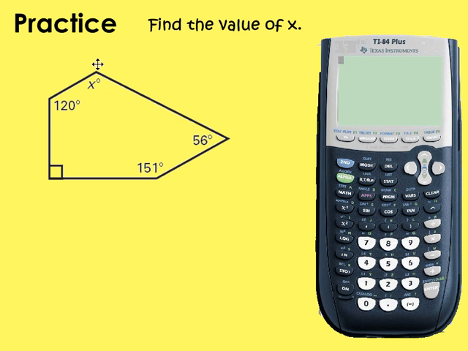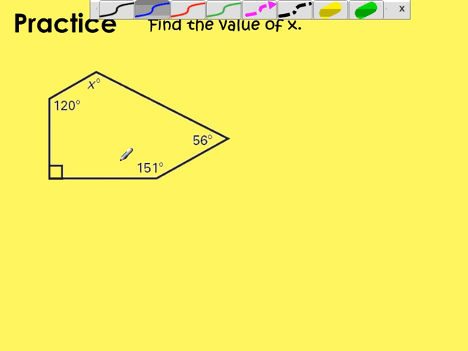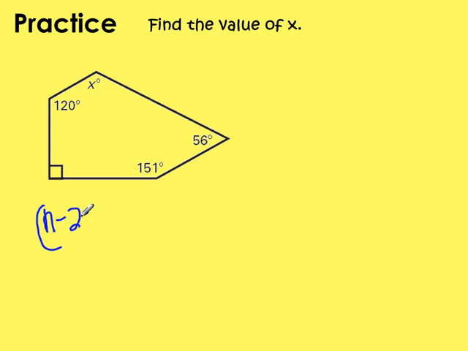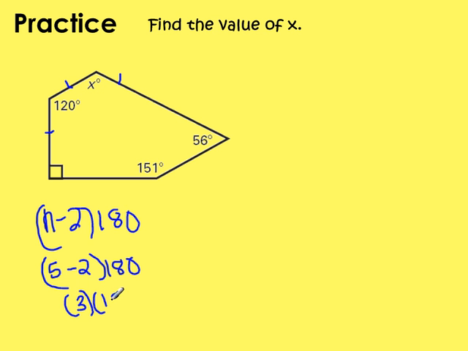So first we need to figure out the sum of the interior angles of the polygon, and to do that we're going to use our formula. So our formula is n minus 2 times 180 degrees. The number of sides I have here: 1, 2, 3, 4, 5 sides. So 5 minus 2 times 180 degrees, which would be 3 times 180 degrees, will equal 540 degrees.